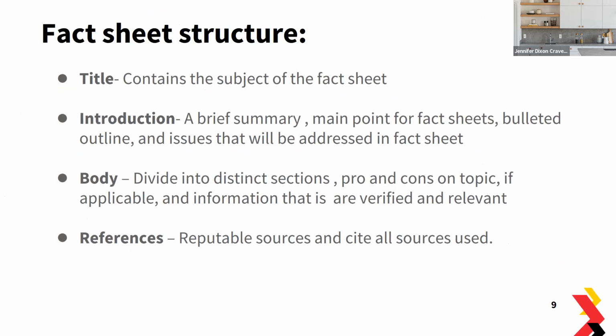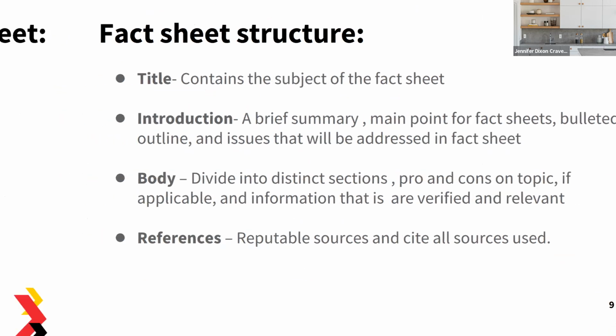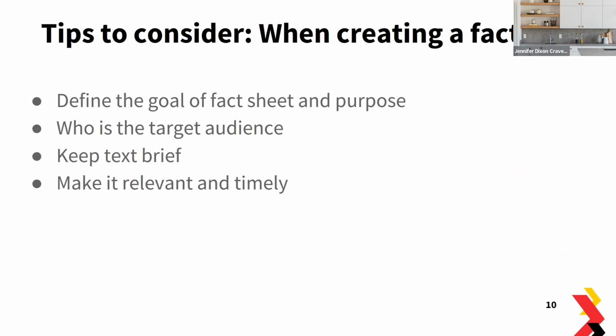Fact sheets should consist of a title, introduction, body, and references. So those are just basic approaches to the fact sheet. Tips to consider when creating: you want to define the goal of the fact sheet and the purpose to yourself first. Why do I feel like this fact sheet is an important or relevant or timely topic? And what's the purpose that I want to communicate to the public as it relates to this fact sheet?